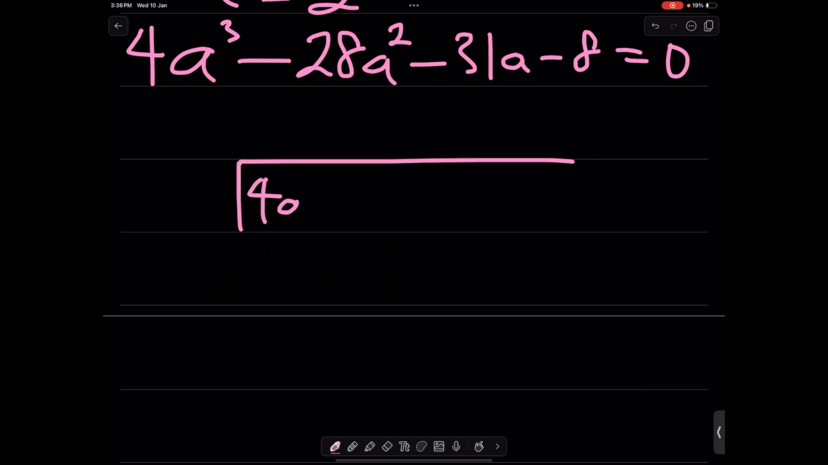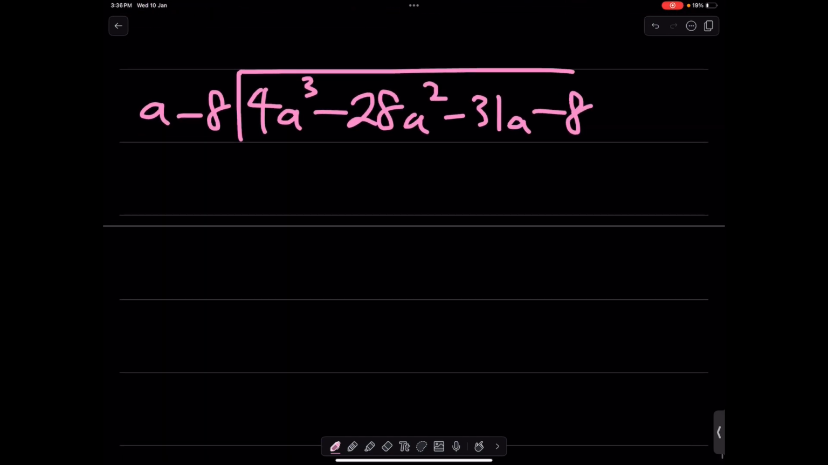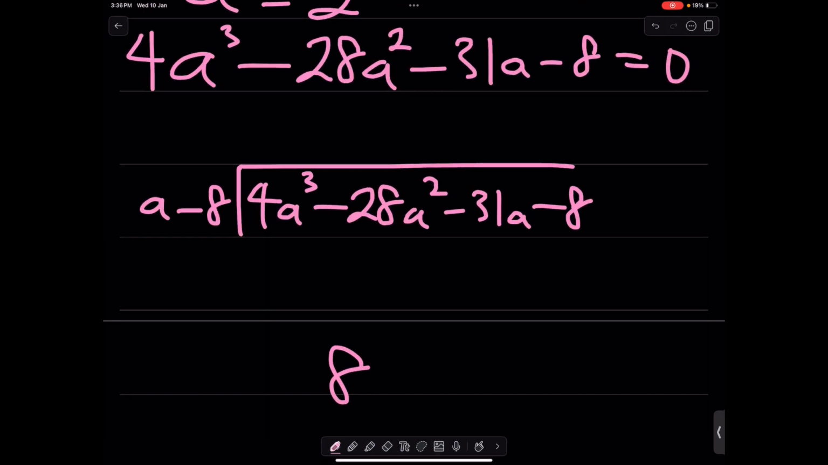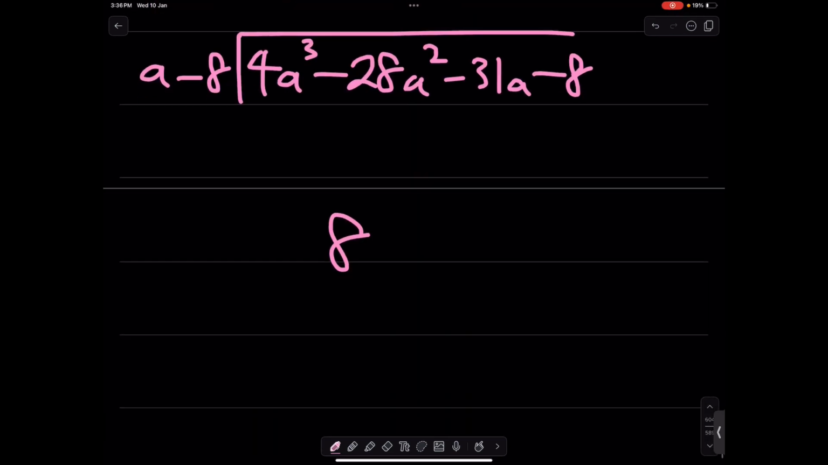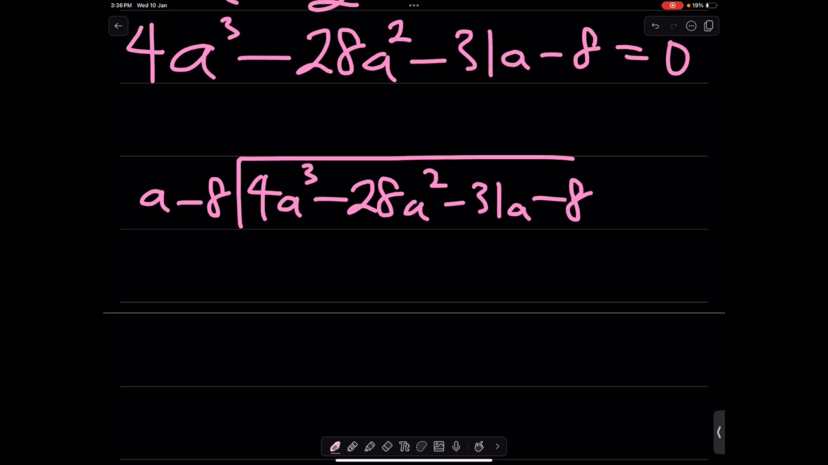We want to divide 4a raised to power 3 minus 28a raised to power 2 minus 31a minus 8. I want to find the other two factors because it's a cubic polynomial. It's a polynomial of degree 3, so it's going to have 3 factors. We already know one, which is a minus 8. If 8 is a 0, we put 8 in the polynomial to get 0. That's the same as saying a equals 8, and that simply means a minus 8 is a factor of the polynomial. So we can divide the polynomial by that factor a minus 8 to get the remaining 2 factors. So let's go.